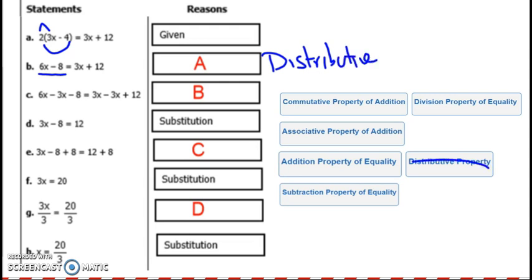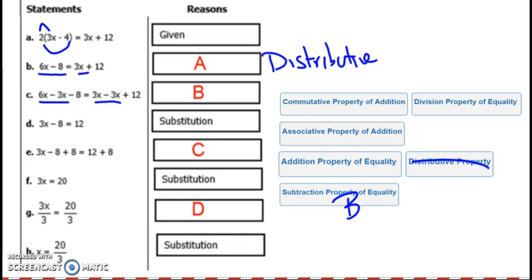How did they get from step B to step C? Well, in this case, we wanted to get rid of the 3x on this side here, so we subtracted 3x on both sides. So if we subtracted 3x on both sides, letter B right here is the subtraction property. So next we have the substitution property.